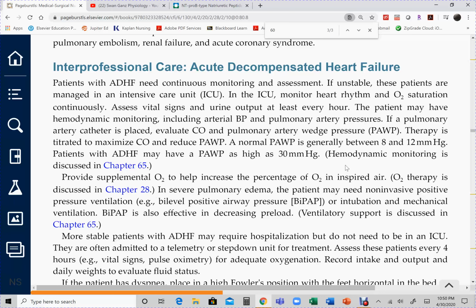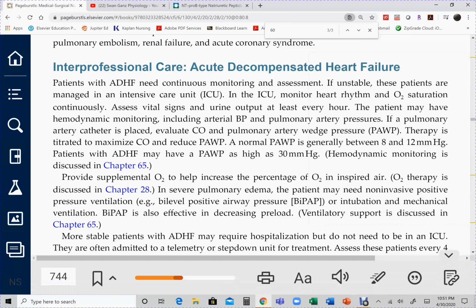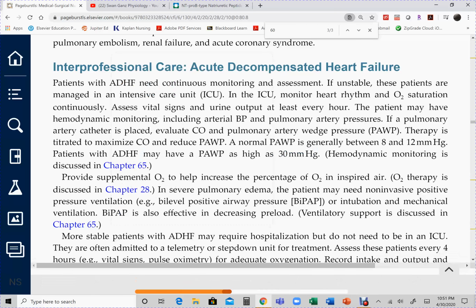Okay, and this is the normal range. PAWP is pulmonary artery wedge pressure, or simply put, pressure on the left side of the heart. It's between 8 and 12. Other textbooks say 4 to 12. Don't worry about the difference. NCLEX will use really low numbers or really high numbers. Look at this: if a patient has a COPD exacerbation, the pressure can reach as high as 30.